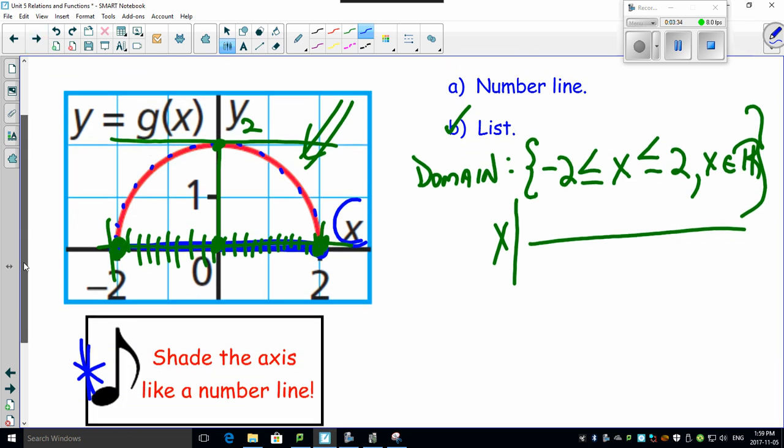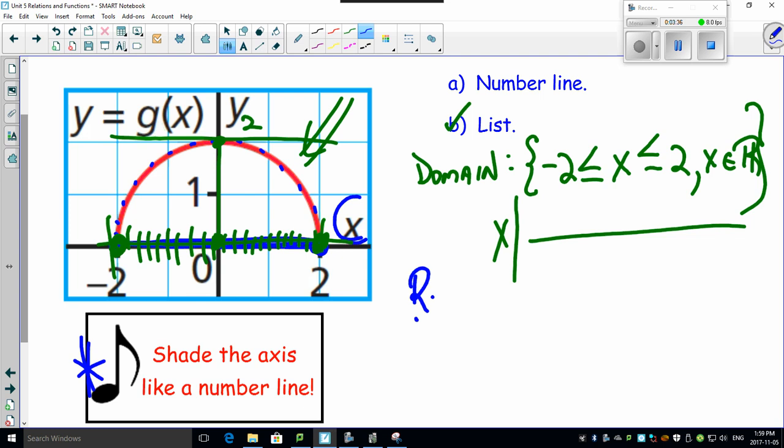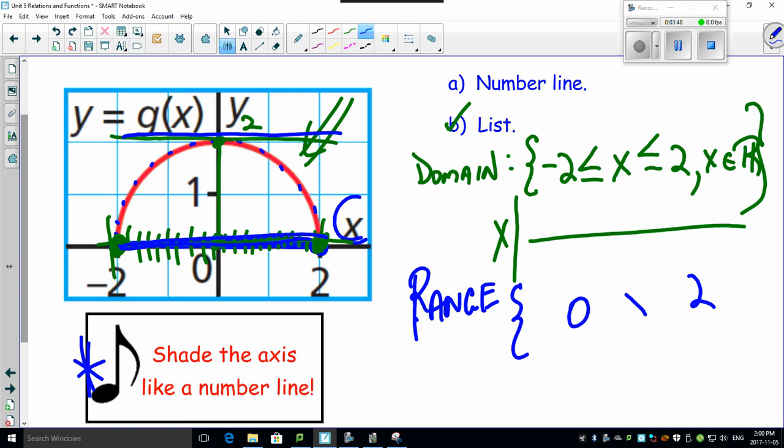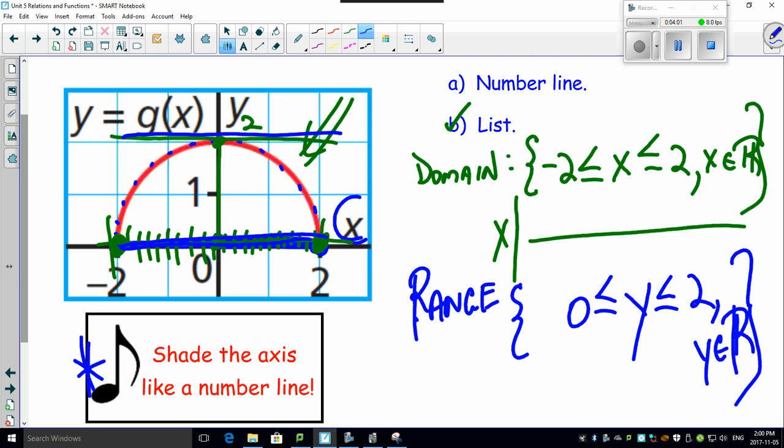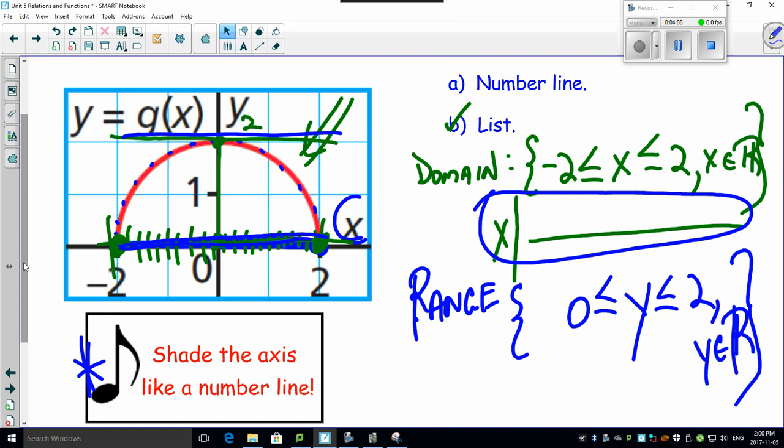Let's go to range. Range then. Range, here we go. So think about it. We're going from 0 to 2. Okay, so we're going from 0 to 2, and all the y's have to be between those two numbers, but they also have to be including the two numbers, and the y has to be an element of the real number system, okay? That's simple. Again, it's very, very similar to the formal language we're going to be using a little bit later on, but we'll get to that when we get there.